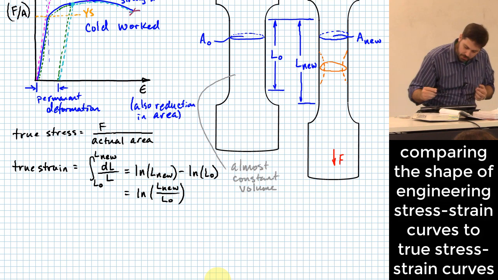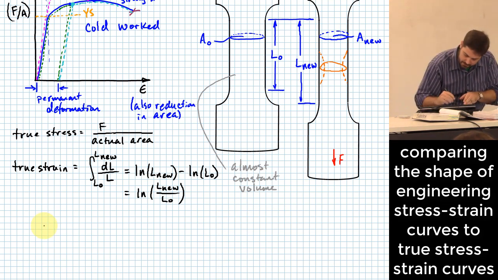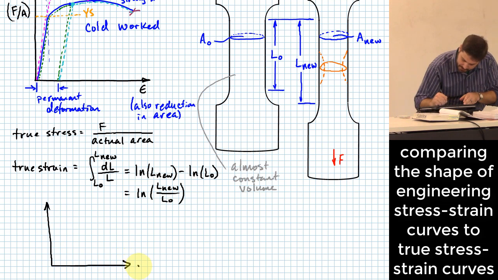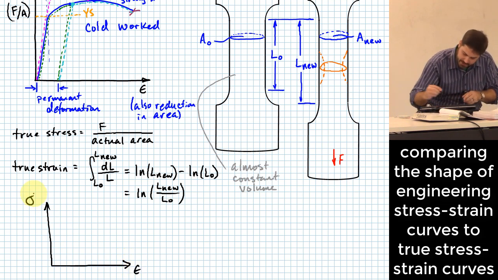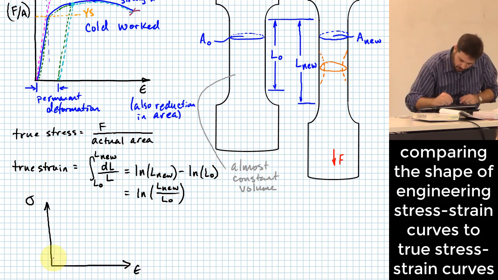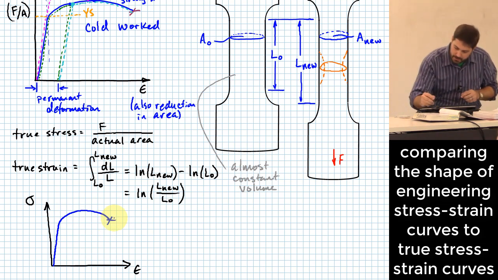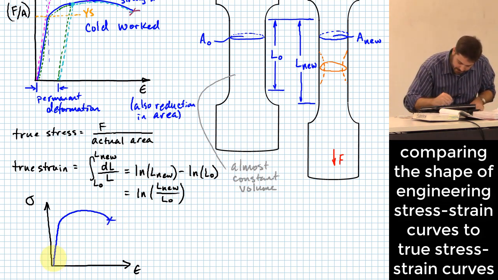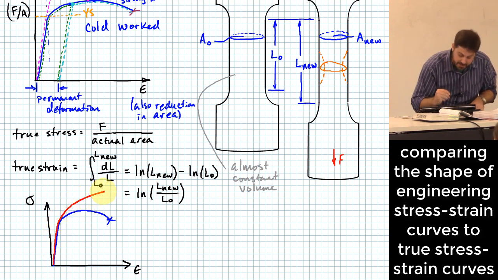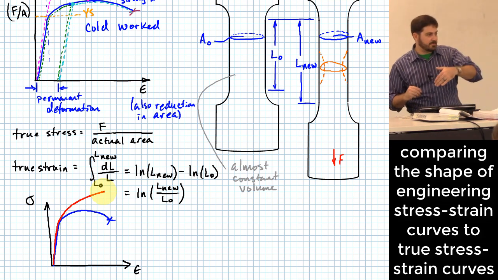Let me show you what these two curves might look like. If this is a set of stress-strain axes again, we would have our original engineering stress-strain curve, something that looked like this. What true stress and strain look like is that it starts off somewhat similar, but then this curve comes up like this and doesn't ever curve back down.